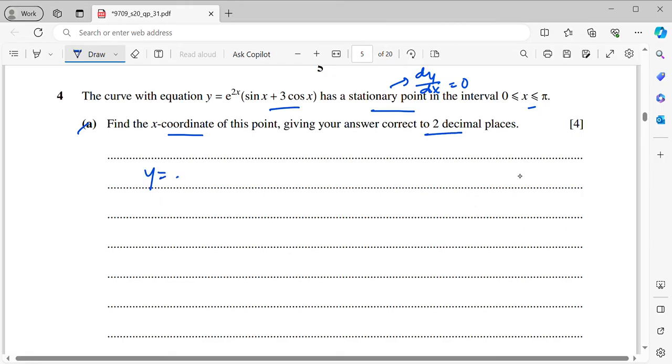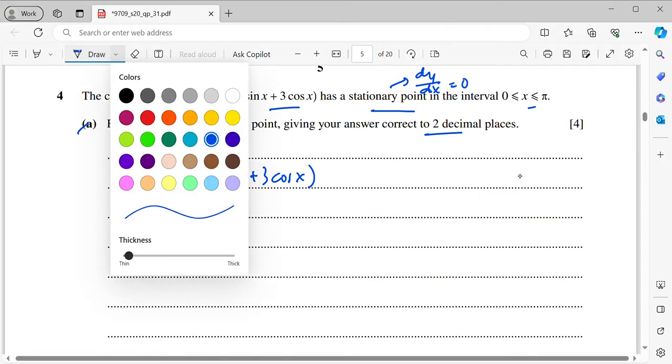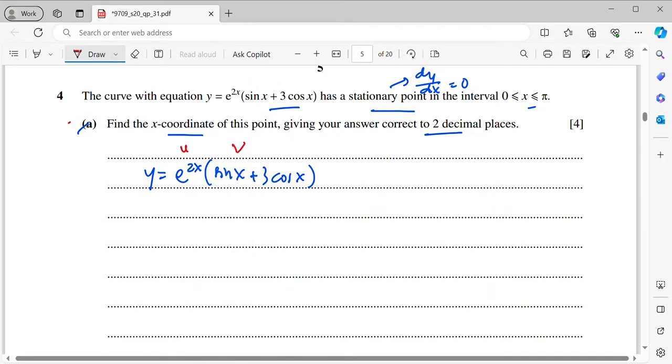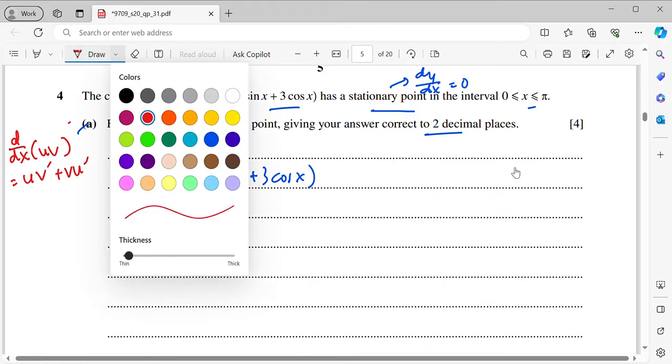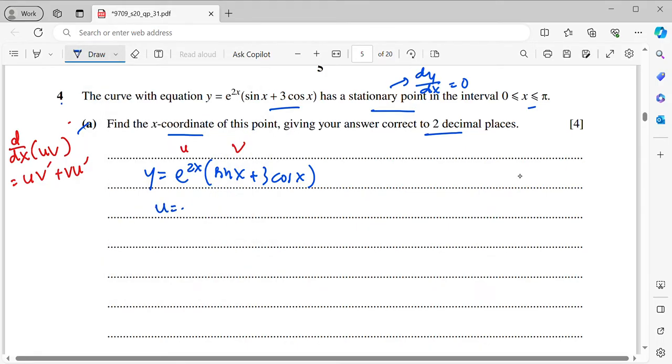So your y is e^(2x) times (sin x plus 3 cos x). So when finding dy/dx, this is the product rule. So this is u and the v is the bracket. Now according to the product rule, d/dx of uv will be uv prime plus vu prime. Okay, so now I will write down all this first. Your u is e^(2x), your u prime is e^(2x) times the differentiation of 2x, which is 2. That is the differentiation of an exponential function.